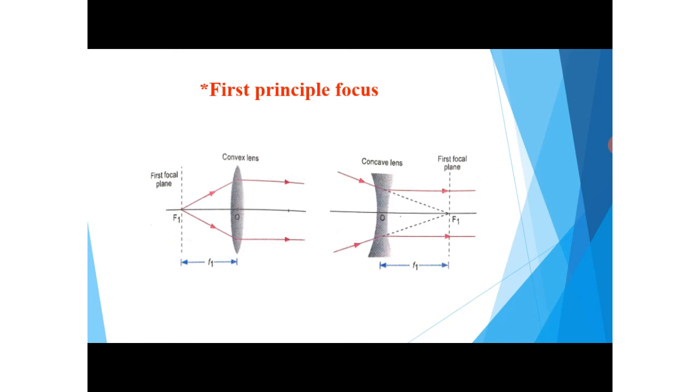But when we are producing these rays, they appear to meet at a point F1, and this point F1 is on the right side, and this is known as the first principal focus of the concave lens. So there is a difference between the first principal focus for the concave and convex lens. For convex lens, the first principal focus exists on the left side of the lens, and in case of concave, it is on the right side of the concave lens.